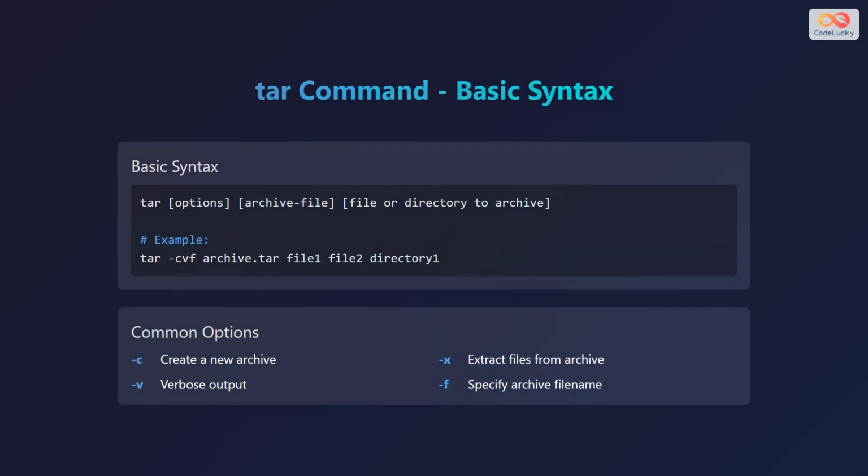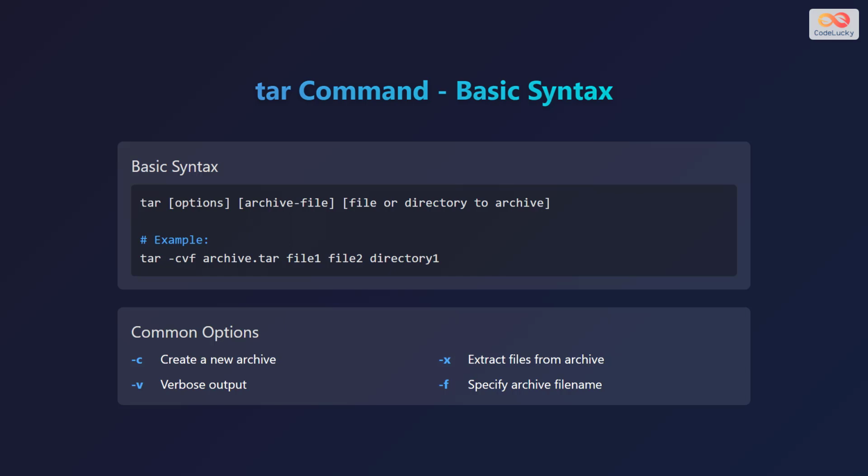The basic syntax of the tar command is as follows: tar followed by options, then the archive file name, and finally the file or directory to archive. Here's an example: tar cvf archive.tar file1 file2 directory1.